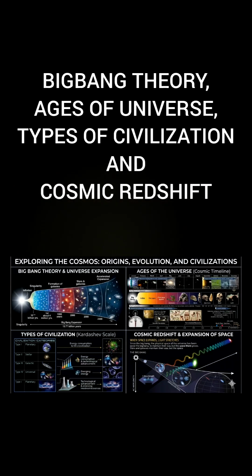The most common way to categorize advanced civilizations is the Kardashev scale, proposed by Soviet astronomer Nikolai Kardashev in 1964. This scale measures a civilization's level of technological advancement based on the amount of energy they are able to harness and use. The original Kardashev scale consisted of 3 types, though scientists have since expanded it to include theoretical supercivilizations. Type 1, planetary civilization.